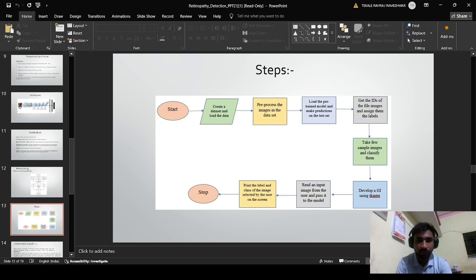Then we read the input image from the user and pass it into the model. The user uploads the selected image through the UI. This image is read and passed to the pre-trained model for classification.